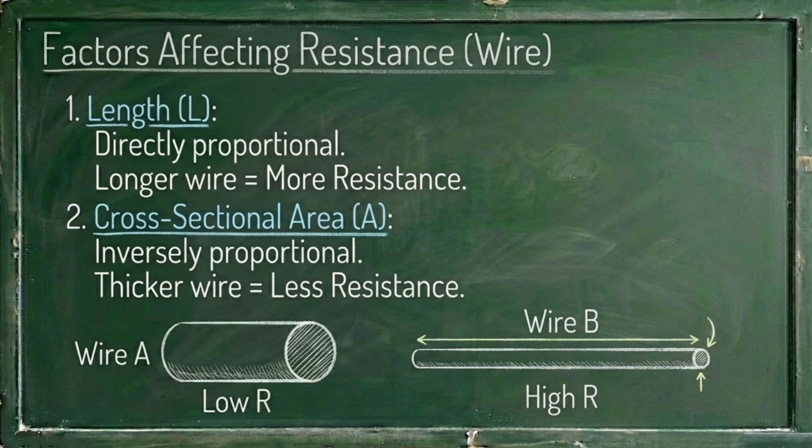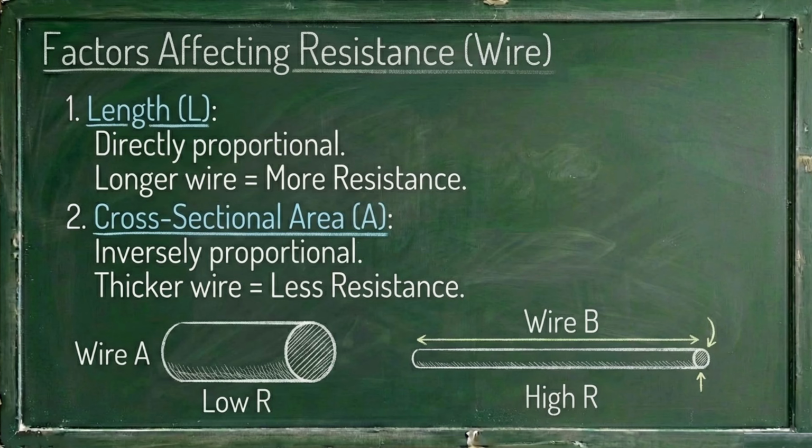And factor 2, cross-sectional area. The thickness of the wire. This is inversely proportional. Meaning a thicker wire equals less resistance. Because it's a wider hallway? Precisely. If the duct is wide, you have more room to move. You aren't scraping your shoulders against the sides. In a wire, a larger cross-section means more lanes for the electrons to travel. So if I want to get power from point A to point B with the least amount of loss, like transmitting power across the city, I want a short, fat wire.